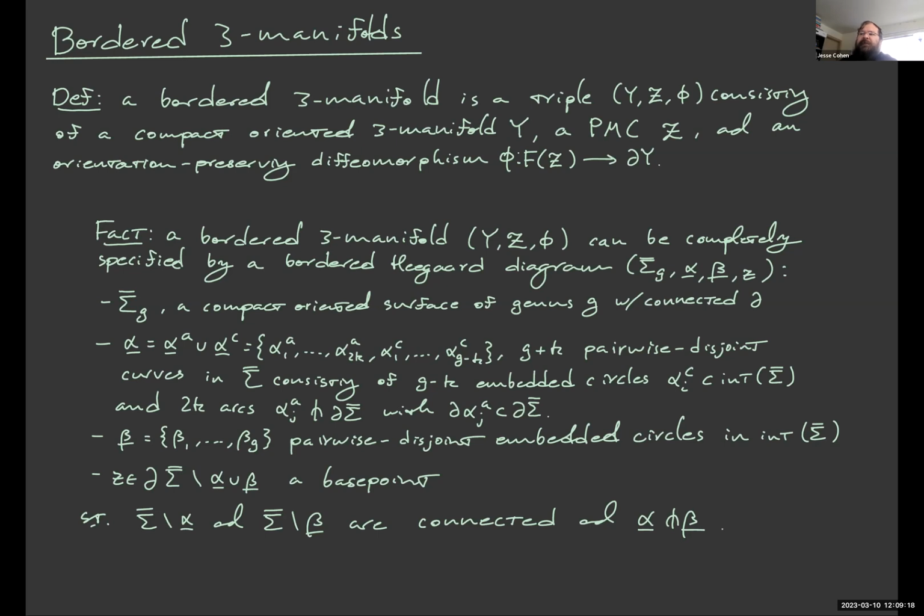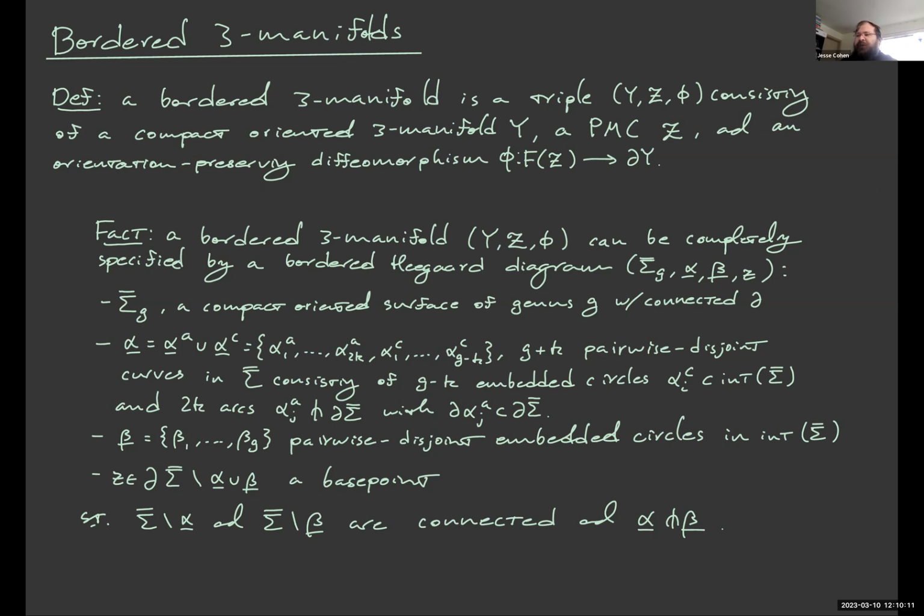Okay, so a bordered three manifold is actually a triple. So it's a three manifold with boundary, a pointed matched circle, and a parameterization of the boundary of this three manifold by the surface that's associated to the pointed matched circle. And such a thing can be completely specified by a bordered Heegaard diagram. So this is a compact oriented surface of genus G with connected boundary, a collection alpha of G plus K pairwise disjoint curves in this compact surface. This consists of G minus K embedded circles and 2K arcs. So the embedded circles are in the interior, and then the arcs are transverse to the boundary and always have their ends in the boundary.